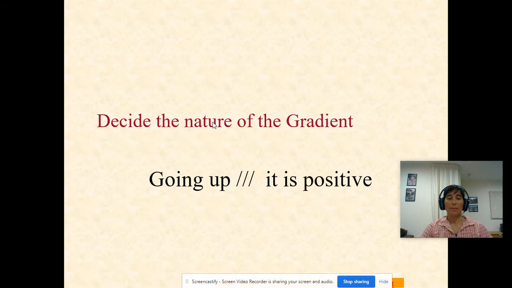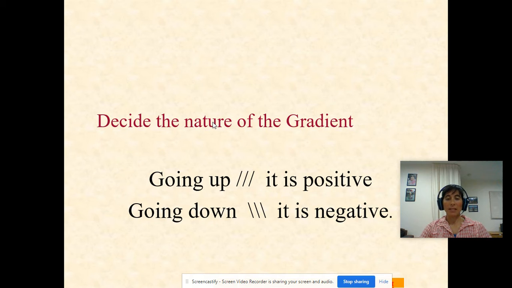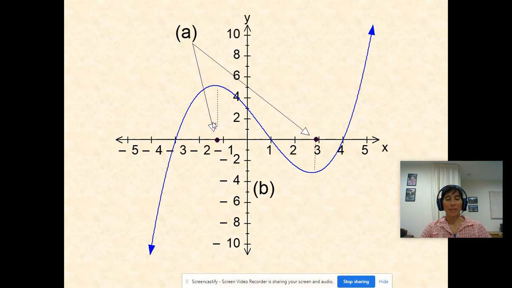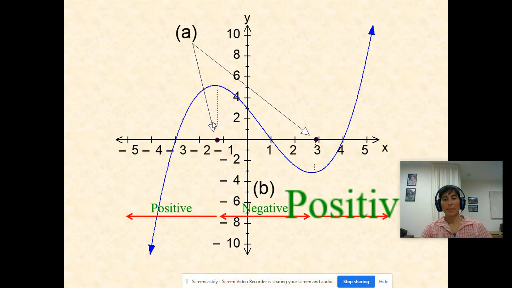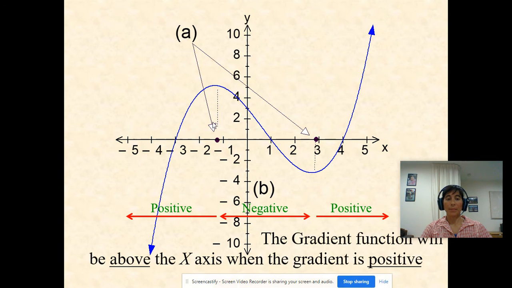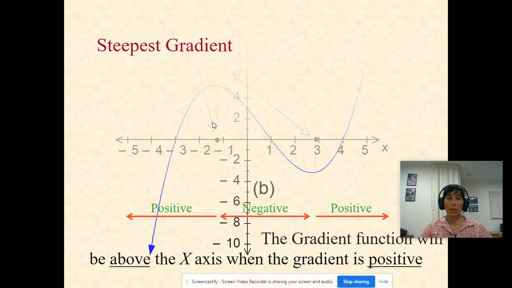Decide the nature of the gradient. If it's going up, it's positive, and if it's going down, it's negative. And last year I talked about the idea of a little skier, a little person on skis. So let's have a look. That person's climbing up, or a climber climbing up, or skiing up somehow, going down in the negative there, skiing down, and then climbing up in the positive. So the gradient function will be above the x-axis when the gradient is positive. So this is in our derived function that we're graphing.